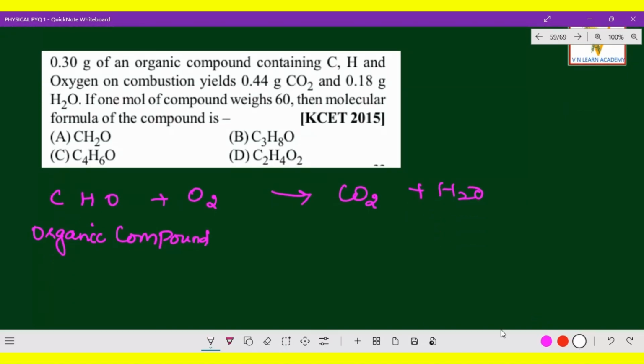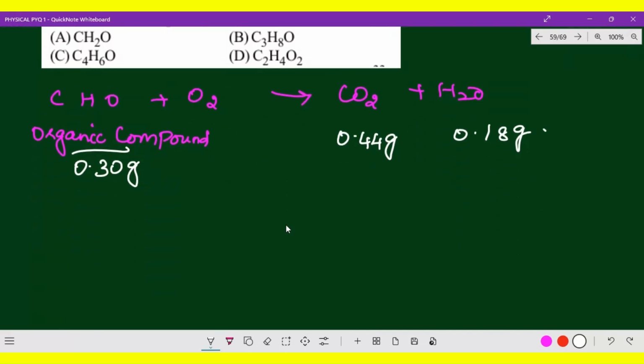So the data they have provided: 0.30 gram of organic compound during combustion gives 0.44 gram of carbon dioxide and 0.18 gram of water. Now if 1 mole of compound weighs 60, what is the molecular mass? So we have to identify the given mass they have provided. Let us identify the number of moles, and then we can get the mass of carbon and hydrogen. Then we can identify the molecular formula.